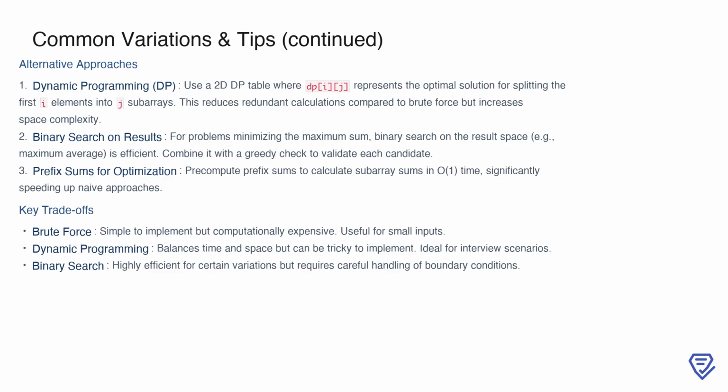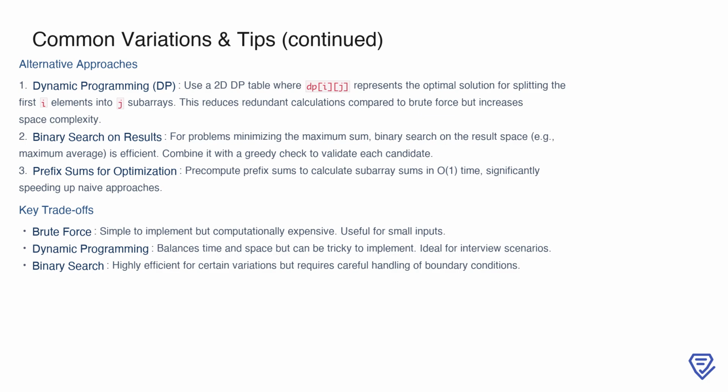Another approach is binary search on the result space, which is particularly useful for problems that involve minimizing the maximum sum. By combining binary search with a greedy check to validate each candidate, you can achieve efficient results. Additionally, prefix sums are invaluable for optimization. By pre-computing the sums of subarrays, you can calculate results in constant time during subsequent iterations, significantly speeding up naive approaches. However, each method comes with trade-offs.